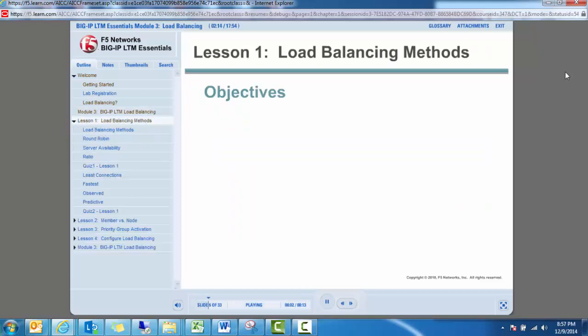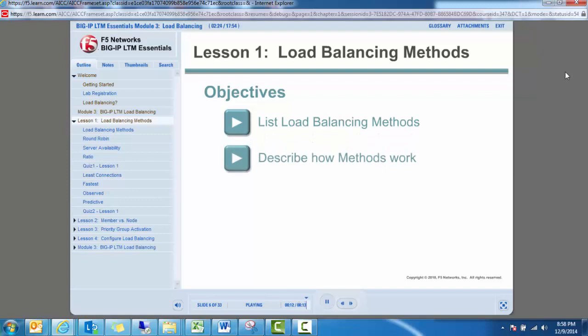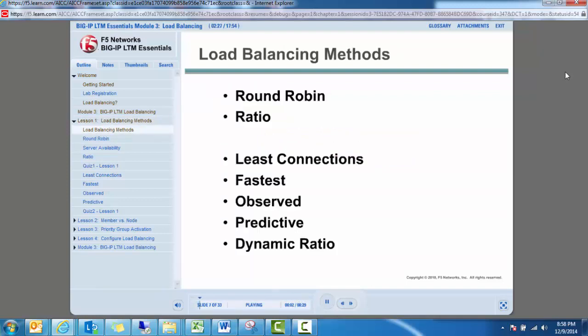Lesson 1, Load Balancing Methods. After completing this lesson, you will be able to list the BigIP LTM load balancing methods and describe how each method works. BigIP LTM offers a variety of load balancing methods to choose from. There are 2 static load balancing modes, round robin and ratio, that do not take server performance into consideration. The other modes are least connections, fastest, observed, predictive, and dynamic ratio. These modes are considered dynamic because each one takes server performance into account in some way.